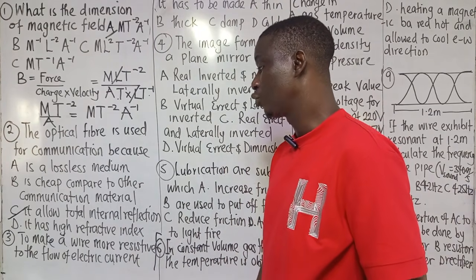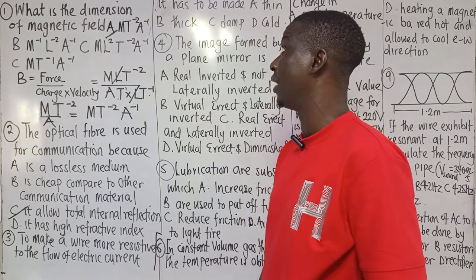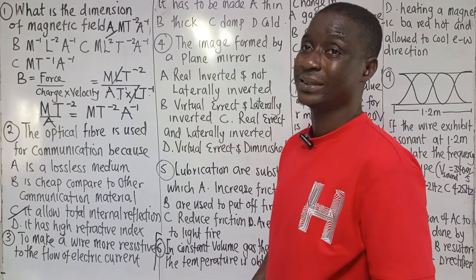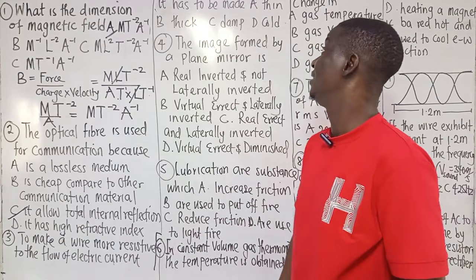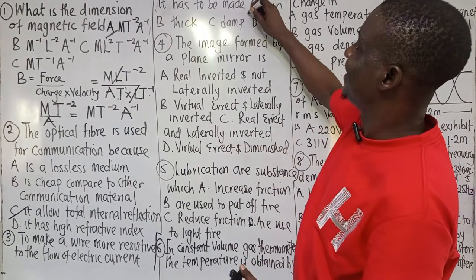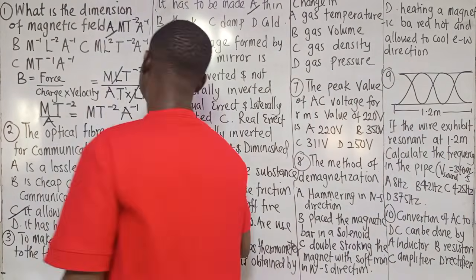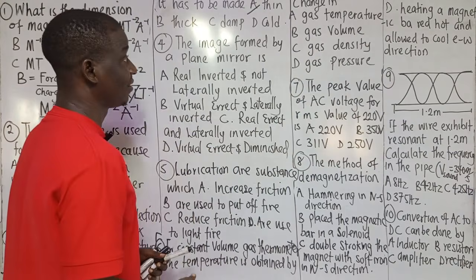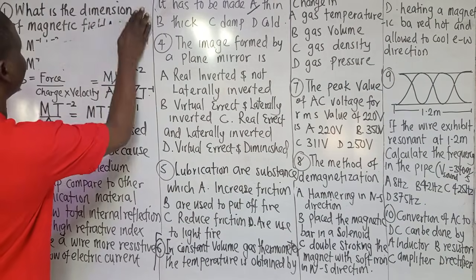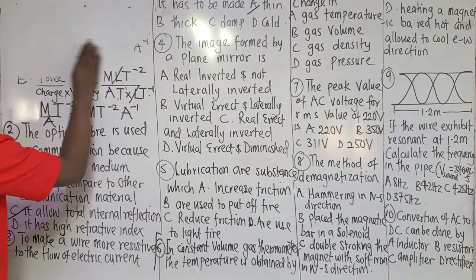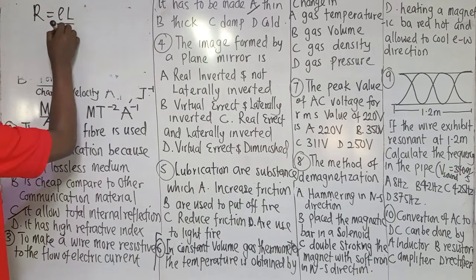Number 3. It said to make a wire more resistive to the flow of electric current, it has to be made of what? A, thin, B, thick, C, damp, and D, cold. It has to be thin for you to have more resistance. Don't forget that resistance is equal to R equals rho L over A.